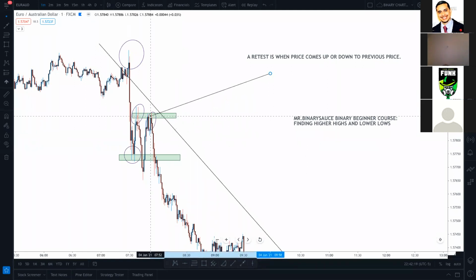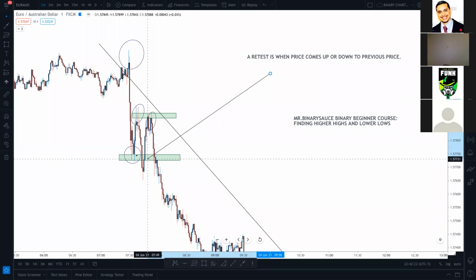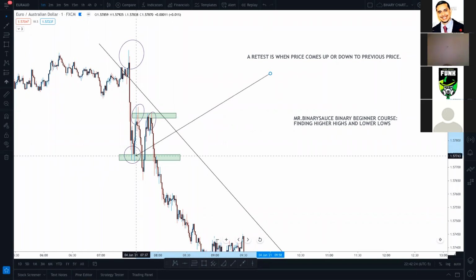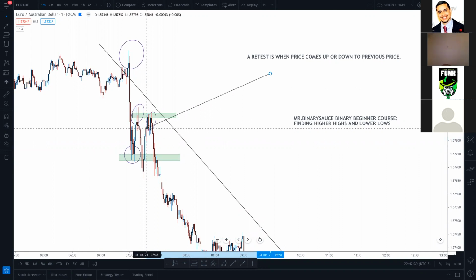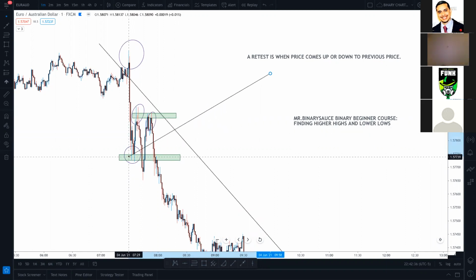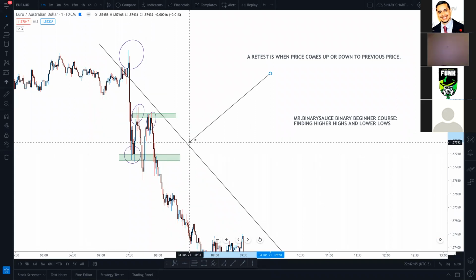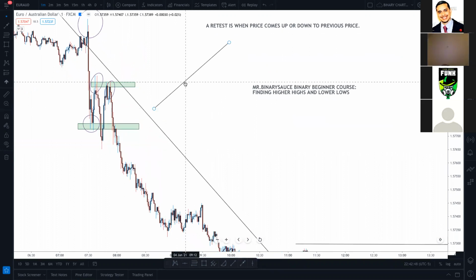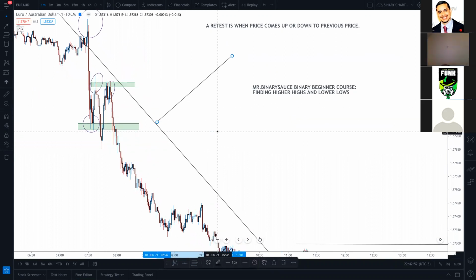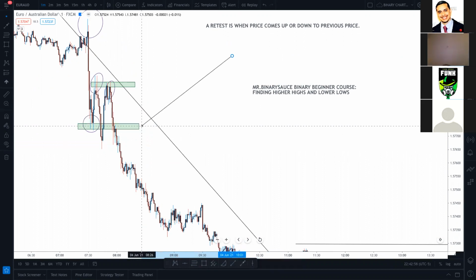Finding higher highs and lower lows creates zones. Creating zones gives you price entry. Write that down. Finding higher highs and creating zones gives you price entry and price rejections. Ladies and gentlemen, practice finding higher highs and lower lows and marking your zones. It is the only way to truly be a trader.